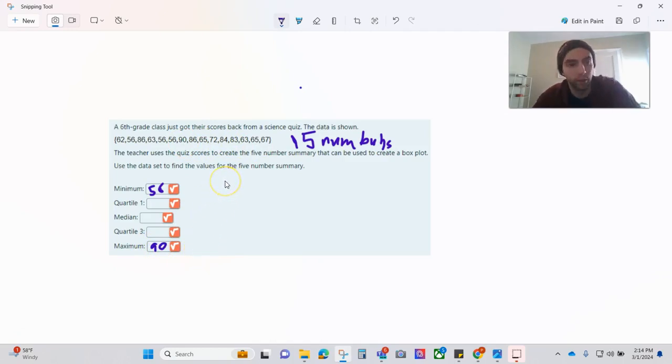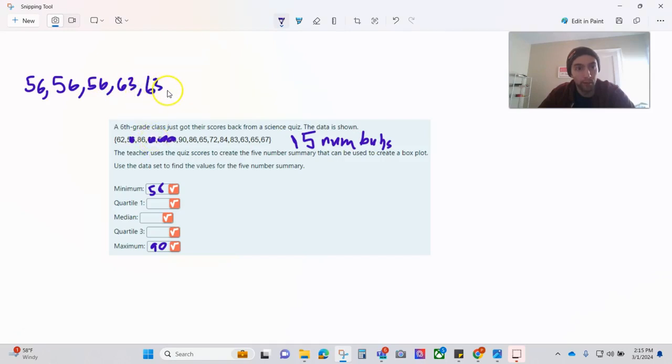Okay, now here's the less simple parts: median, quartile 1, quartile 3. To find these, we have to list our numbers from smallest to biggest. So let's make a new list. I'm going to rewrite every number one at a time. So 56, 56, 56. Okay, I have 3 numbers down. Then 63 is my next smallest number. Then I have another 63.